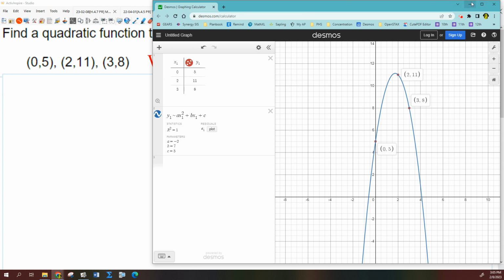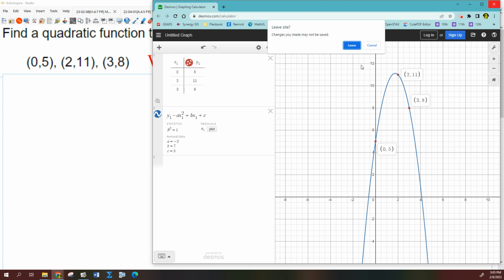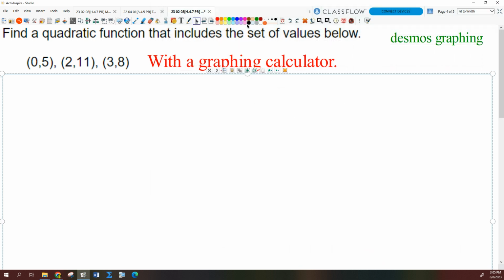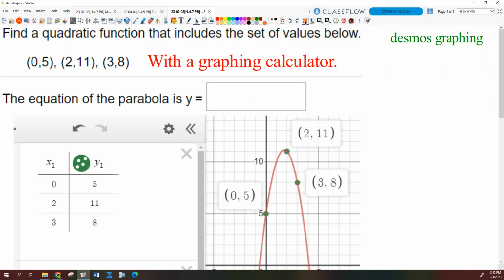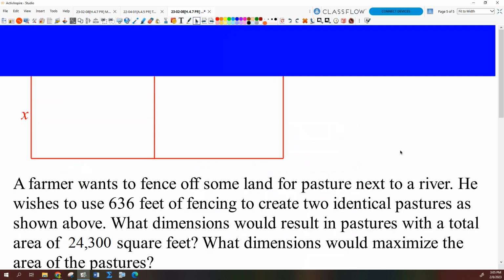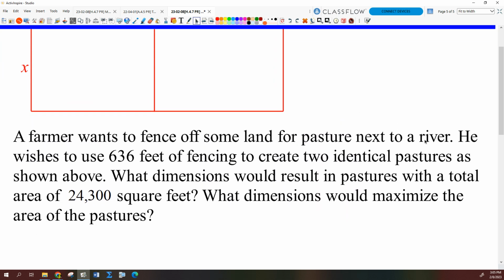All right, so I will leave that for your notes. And now let's tackle an application. Okay, what about something like that?